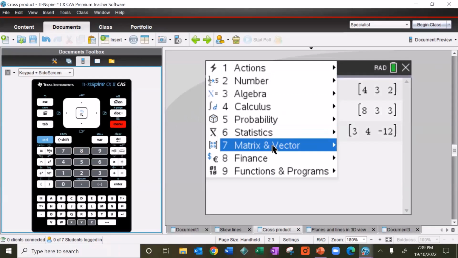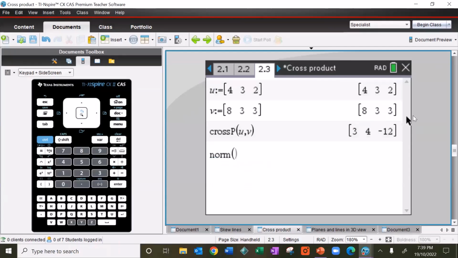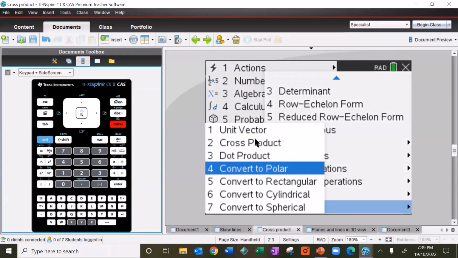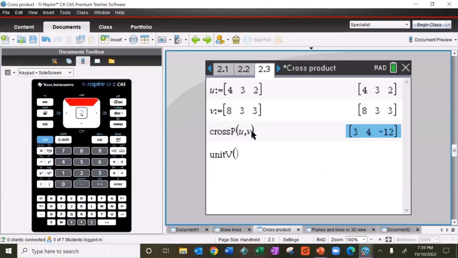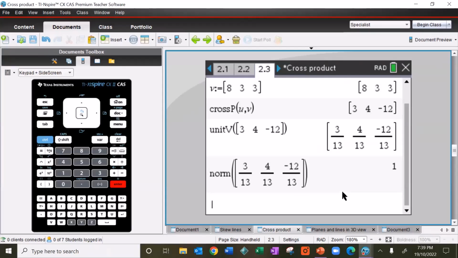So if you remember, matrix and vector, norm gives us unit vector first, then norm. So we go matrix and vector and unit vector. So we take this vector and this is our unit vector, which is perpendicular to two given vectors. How can we check that it is actually length 1? Of course it is, because that's how we set it up, but norm gives us the length of the vector, and it shows that the length of this vector is 1.